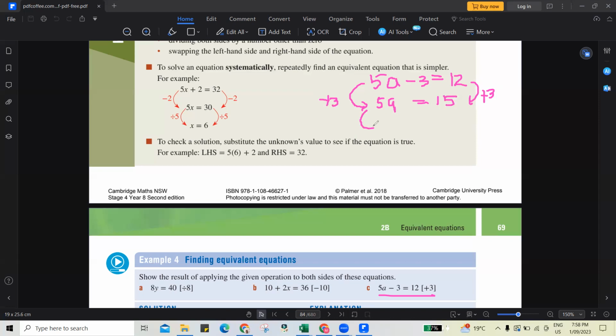And what's the next one? Divide by 5, and you'll get a equals 15 divided by 5? 3. Yeah. Okay. That's easy. All right.